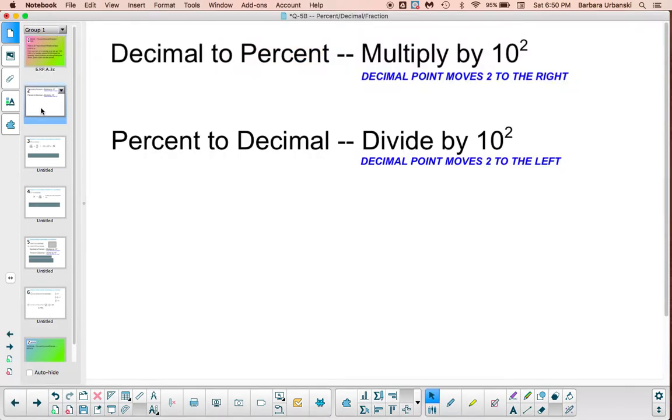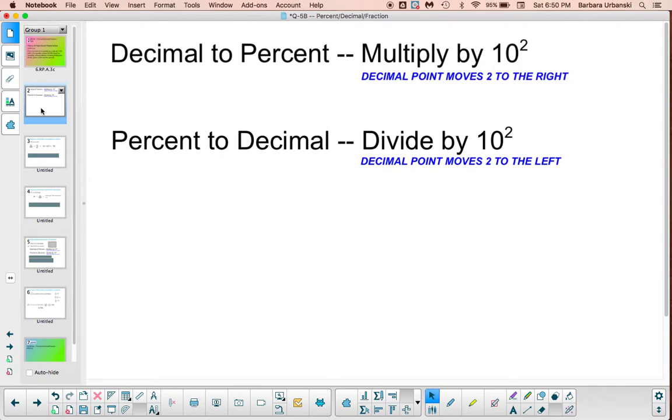If you can remember this, it makes it a lot easier, but I'm going to show you the math behind it as well. If you're given a decimal and they ask you to turn it into a percent, you'll be multiplying by 100, which is 10 to the second power. So if you multiply a number by 100, it's going to be getting two place values bigger, which means you will move the decimal point to the right.